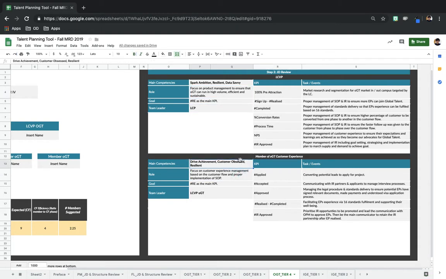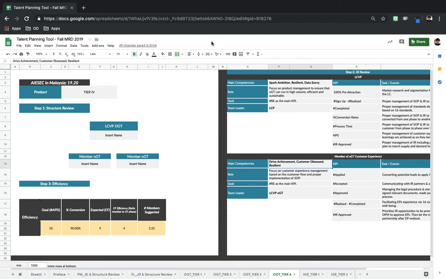Then members, what I put in here is really on driving the conversion, driving the SOP, driving results to happen. That's why the competence I put in is drive achievement, customer obsessed, and also being resilient. These are the people that mainly drive the operation and every single EP, being EP managers, converting them. So the structure on tier 4 is extremely simple, for your reference.